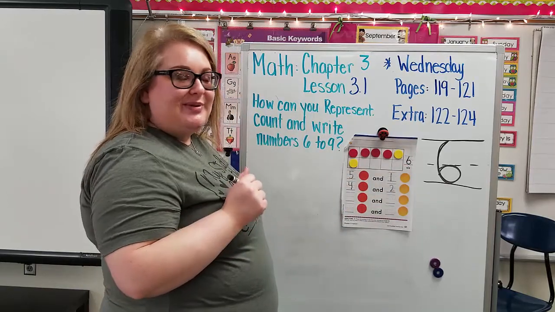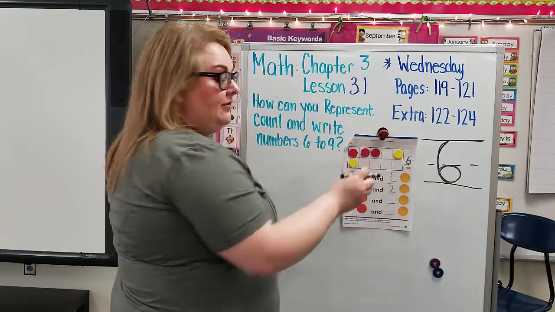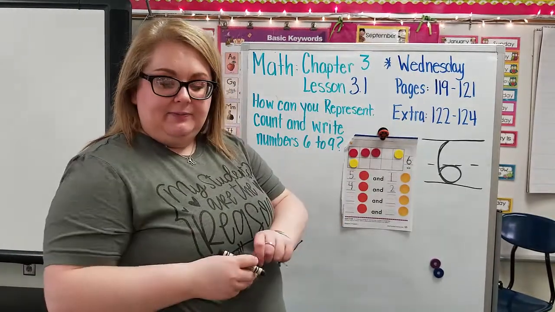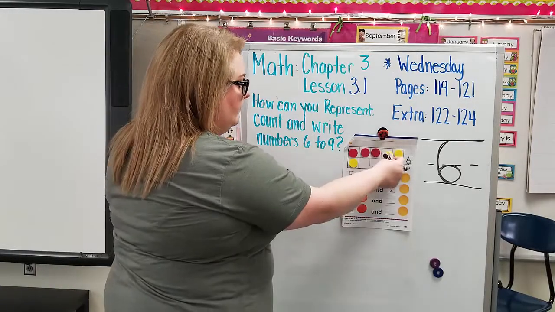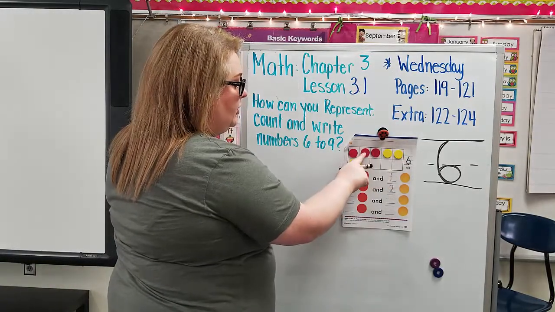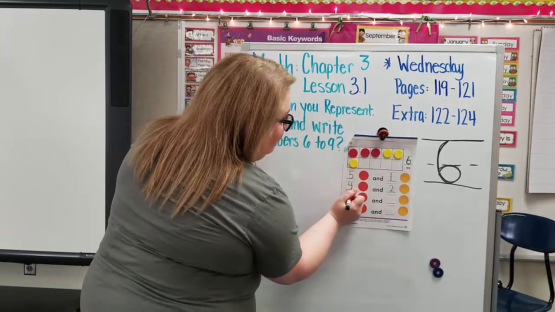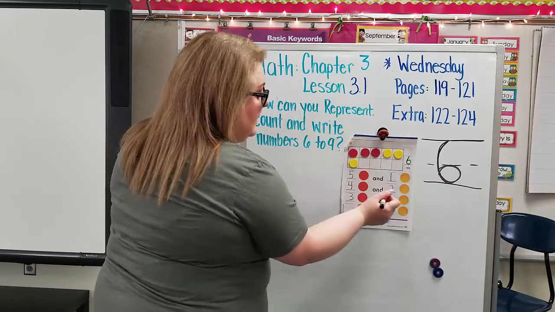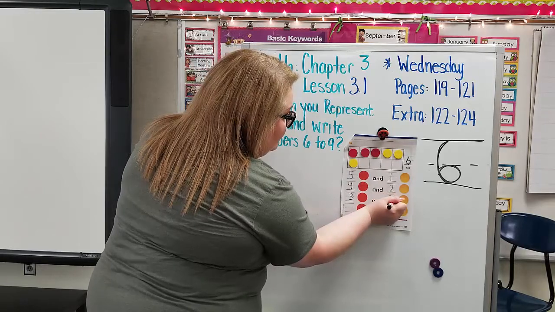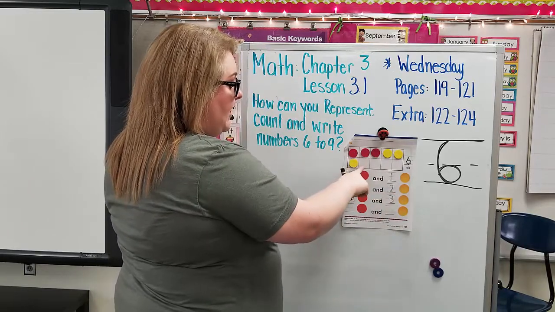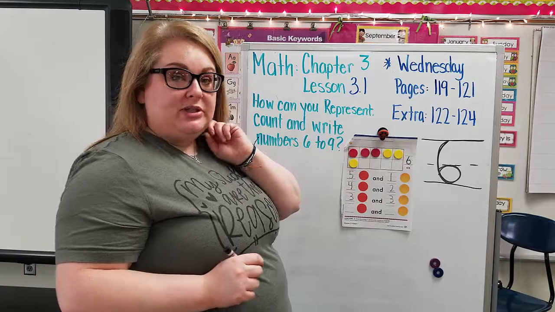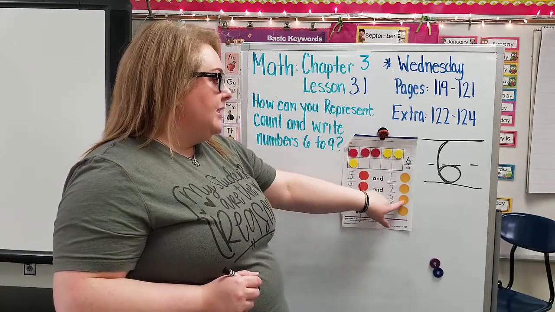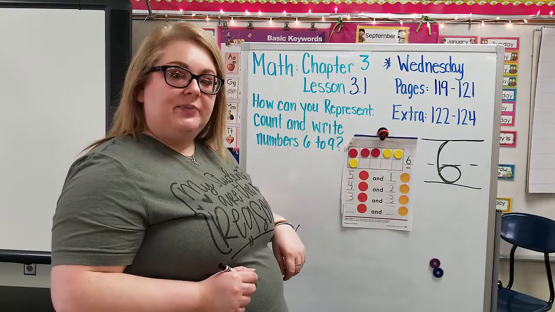Okay? We're just moving right along. I'm going to take another red off, and I'm going to add another yellow on. Okay, so we have 1, 2, 3 red, and we have 1, 2, 3 yellow. And look, we have 3 red and 3 yellow. That's the same amount, okay? So 3 red and 3 yellow make 6, okay?